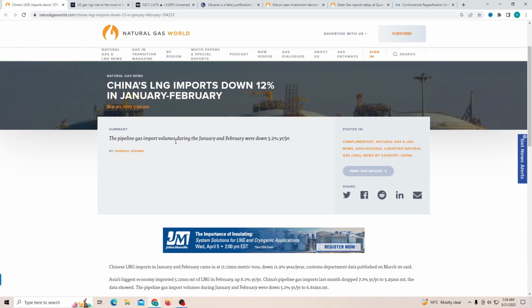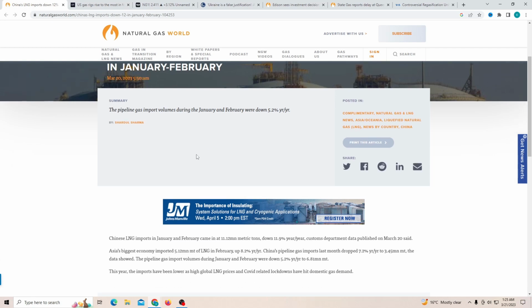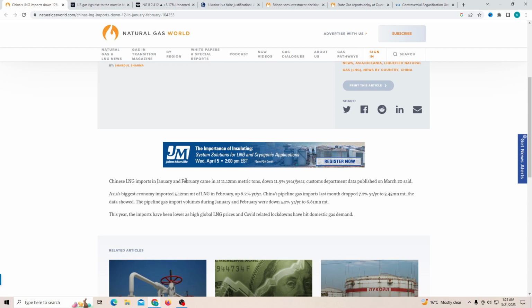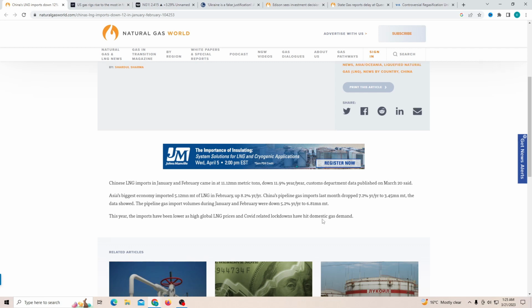Now, the pipeline gas import volume during January and February was down 5.2% year on year. So pretty much they're just comparing it to January and February of 2022, and it is down 5.2%, which is a significant dip. Chinese LNG import in January and February came in at 11.12 MN, down 12%, Customs Department data published on March 20th. Asia's biggest economy imported 5.12 MN of LNG in February, which is up 8.2%. China's pipeline gas import last month dropped 7.2%, and the data showed that the pipeline gas import volume during January and February was down 5%. This year, the imports have been lower as high global LNG prices and COVID-related lockdowns have hit the domestic gas demand.